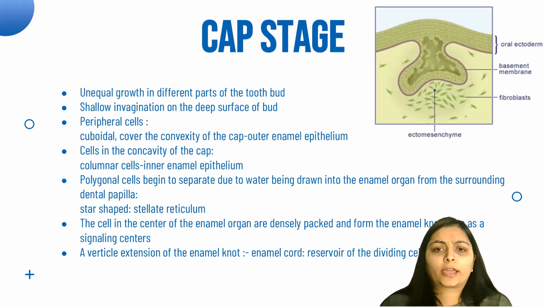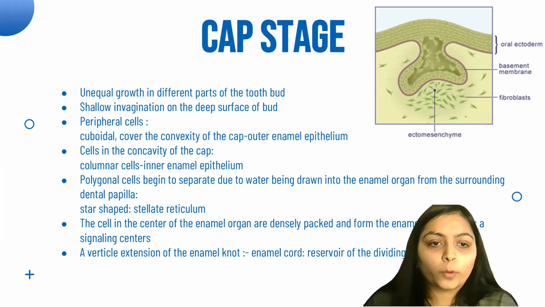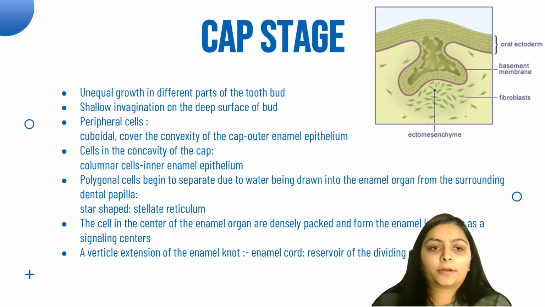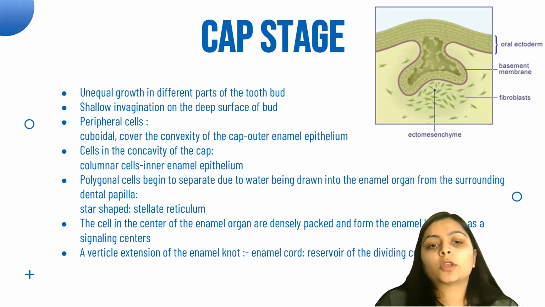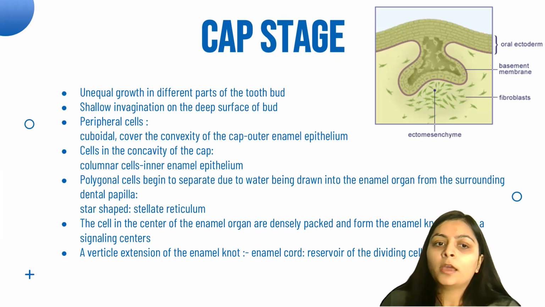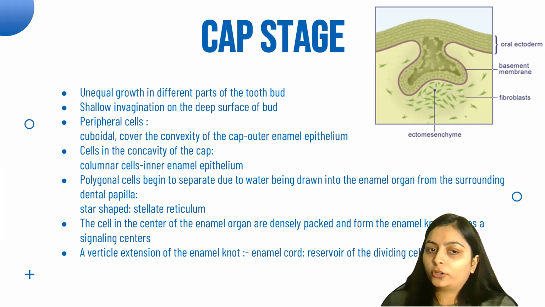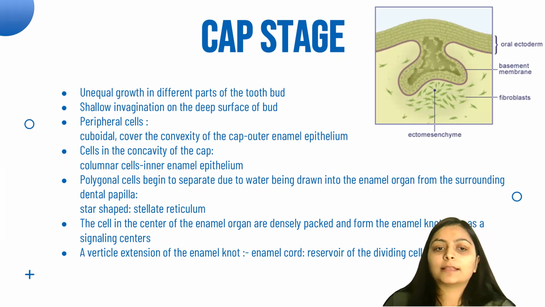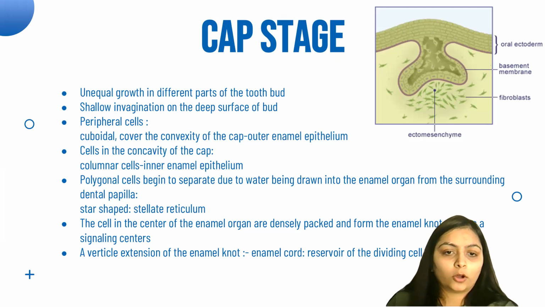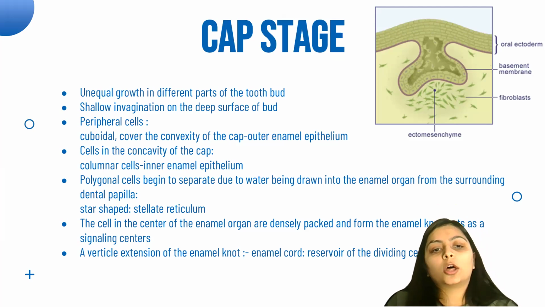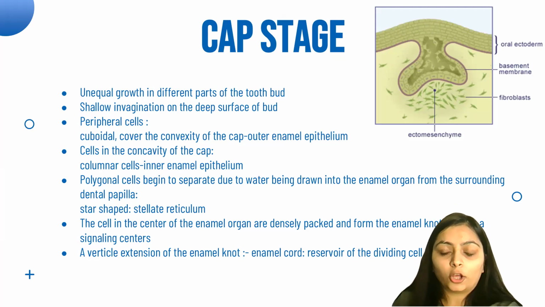Then we will start the cap stage. Unequal growth in the different parts of the tooth bud makes it resemble a cap. Shallow invagination on the deep surface of the bud. Peripheral cuboidal cells cover the convexity of the cap, the outer enamel epithelium, and the columnar cells in the concavity of the cap are the inner enamel epithelium.